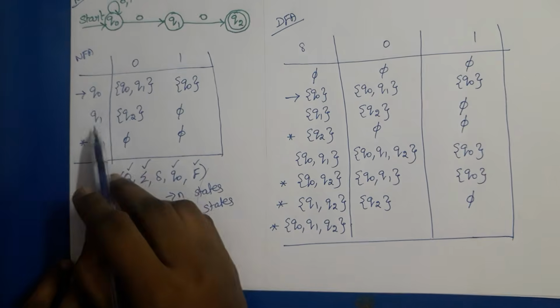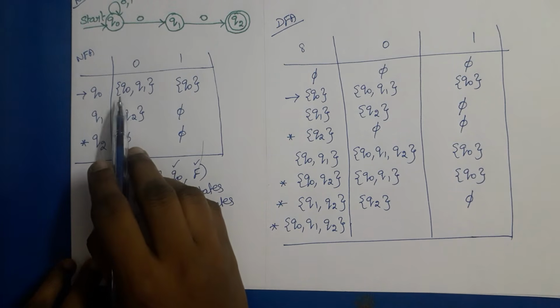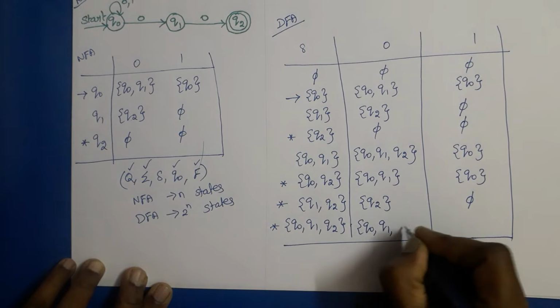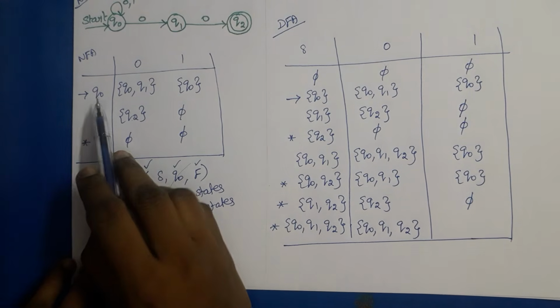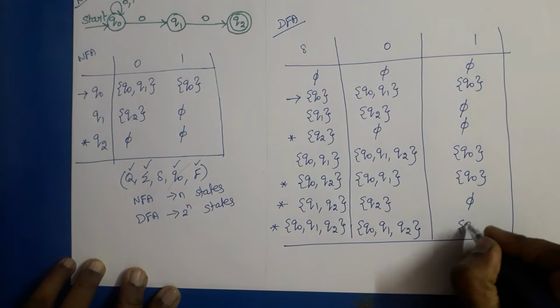Now we need to perform Q naught Q1 Q2 and 0. So Q naught 0 union Q1 0 union Q2 0. The union of all these three is Q naught Q1 Q2. And similarly for input symbol 1, we have to perform the union of all these three. So Q naught.